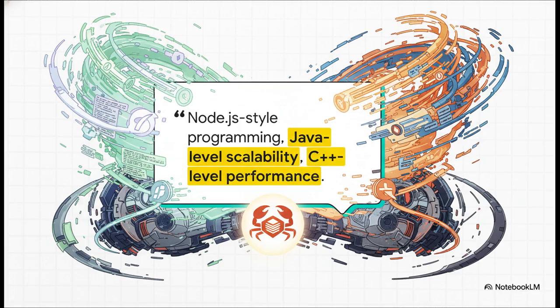And that all leads to this, the ultimate payoff. This is what the modular design gives you in the end. The easy, event-driven programming style of Node.js, the massive multi-threaded scalability of Java, and the bare metal, no compromises performance of C++. You really get the best of all worlds, all combined into one stack.